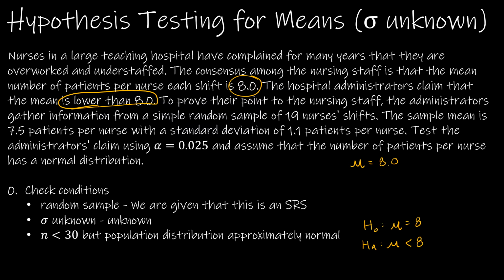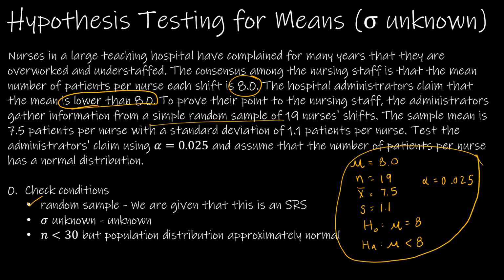To prove their point to the nursing staff, the administrators gather information from an SRS, so that helps us check conditions, of 19 nurses' shifts, so n is 19. The sample mean, x bar, is 7.5 patients per nurse with a standard deviation of 1.1 patients per nurse. So again, not sigma, but s is 1.1. Test the administrator's claim using alpha is 0.025.